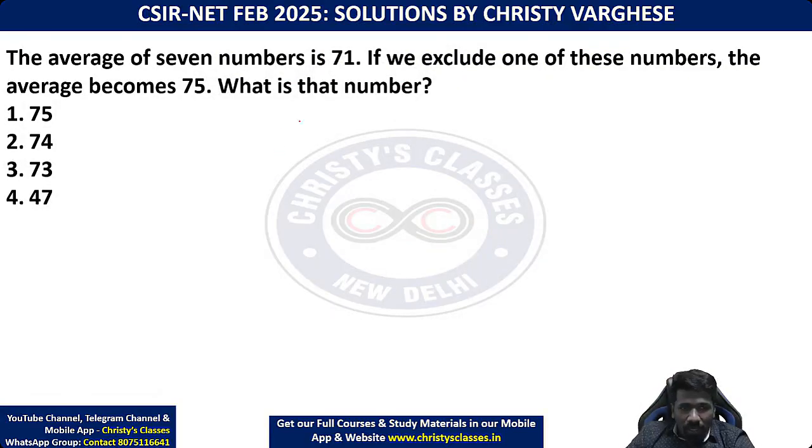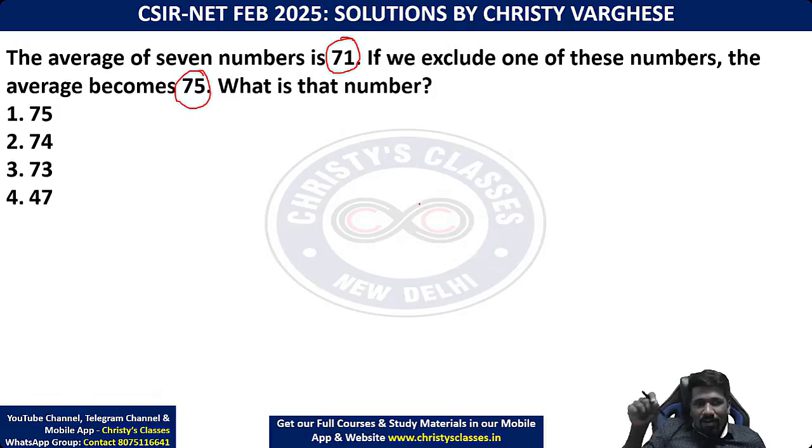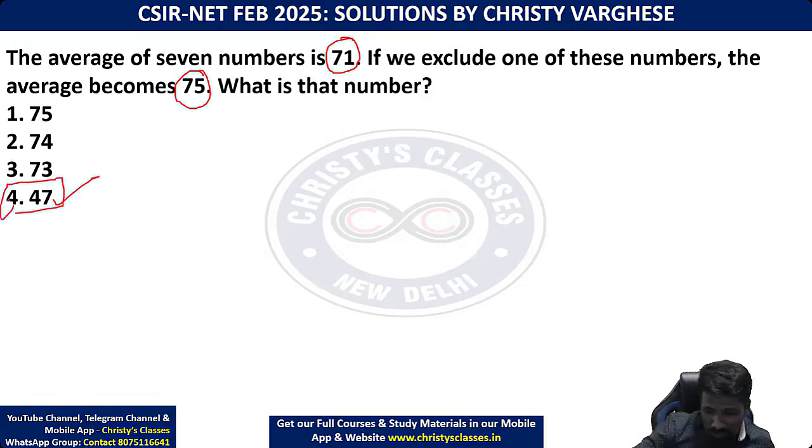So here average is 71. Now the average is 75. So this 71 became 75. How that happened? That is because that one value that is excluded is much smaller than 71. There is only one answer, option D, 47. This is enough to finish the question.